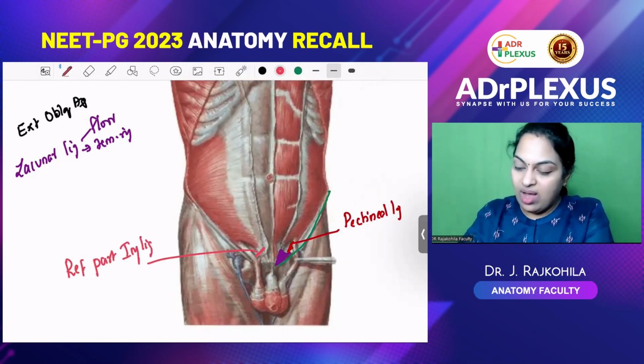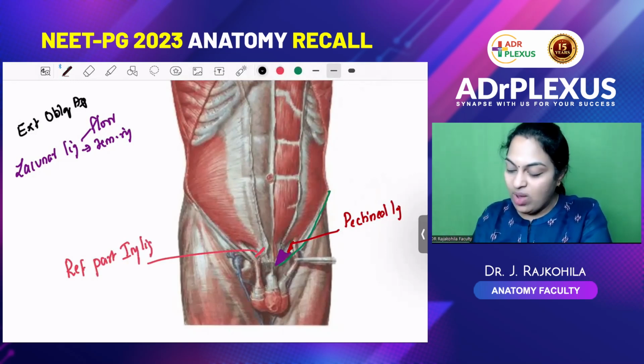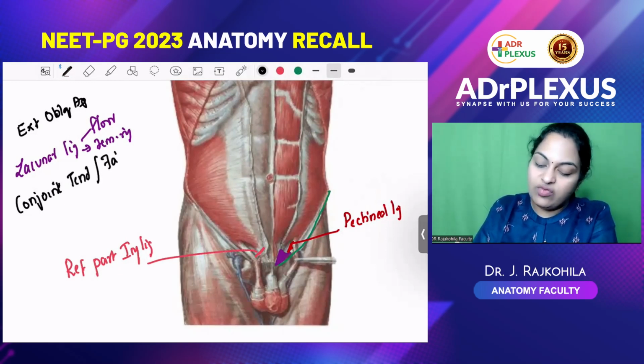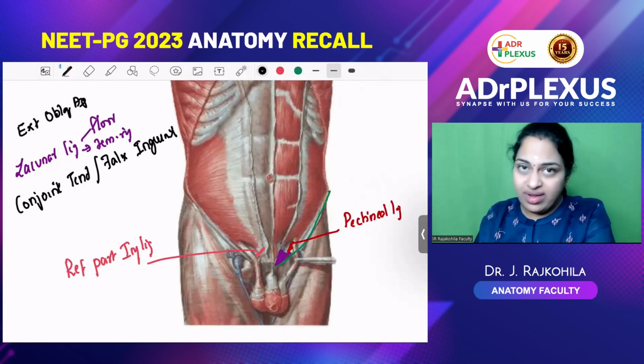Now coming to the most important one, you would have seen an option called conjoint tendon. Do you know what its other name is? The conjoint tendon is also called the falx inguinalis. What is this conjoint tendon going to do, or how is it formed?